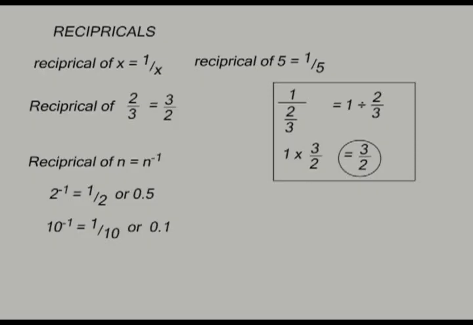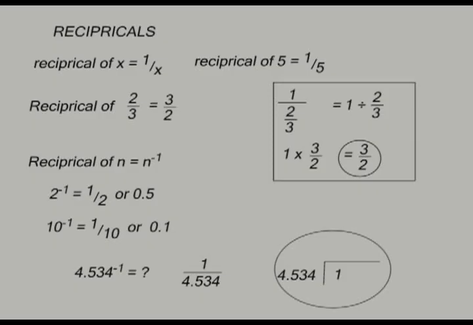Now, how about the reciprocal of 4.534? Following the above, this is 1 over 4.534. Can we do the long division? We have 1 divided by 4.534. Whew, that's never going to be easy. Finding reciprocals of whole numbers is easy, but decimals? No, it's a tall order.